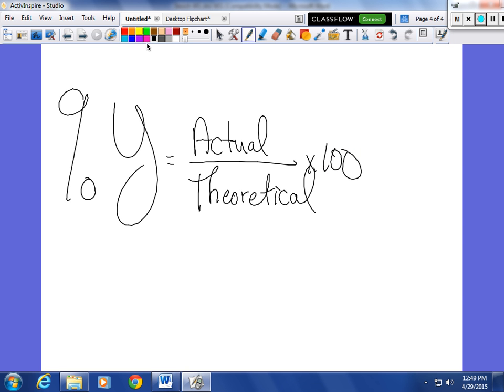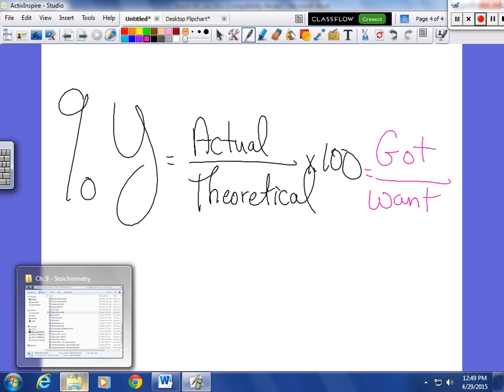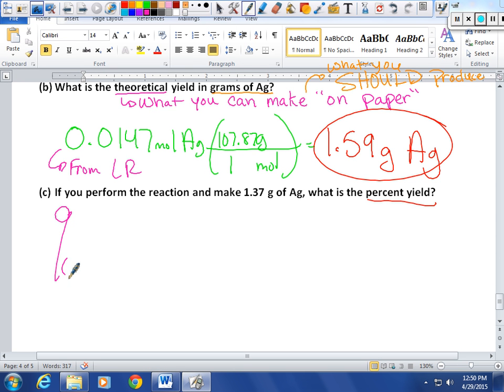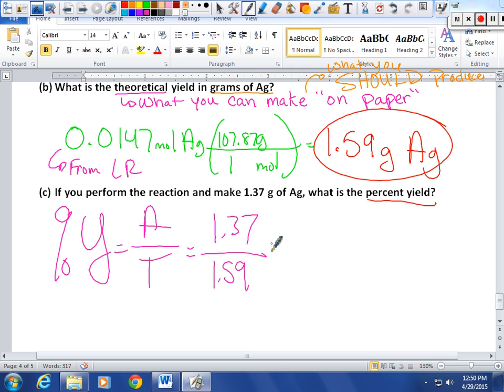And I've got an even easier way to remember it. It's what you got divided by what you want. I got how many grams when I did the lab? How many? 1 point what? 1.37. What did I want? I wanted 1.59. It's what you got divided by what you wanted. Okay. So when we go back and we do this, again, percent yield is actual over theoretical. The actual was 1.37 divided by 1.59 times 100 gives me what percent? 86 point what?